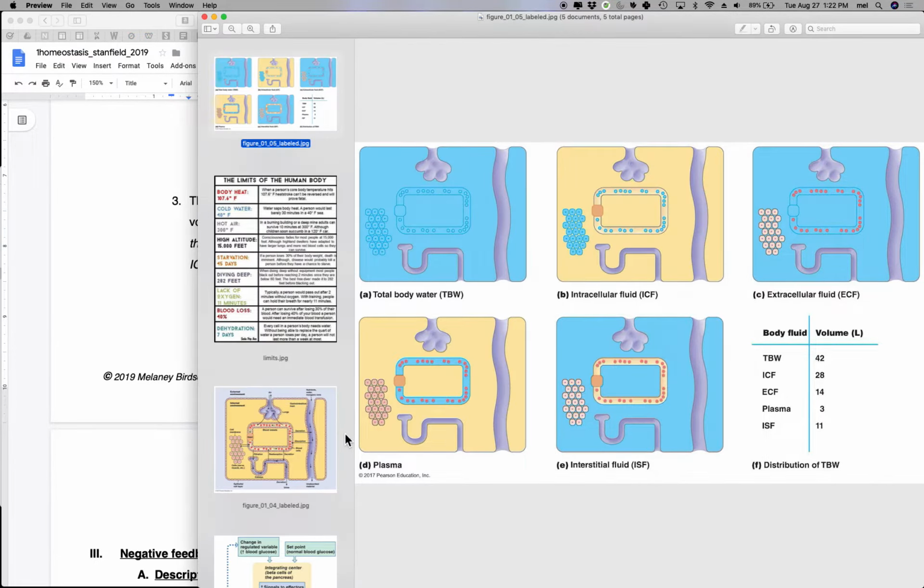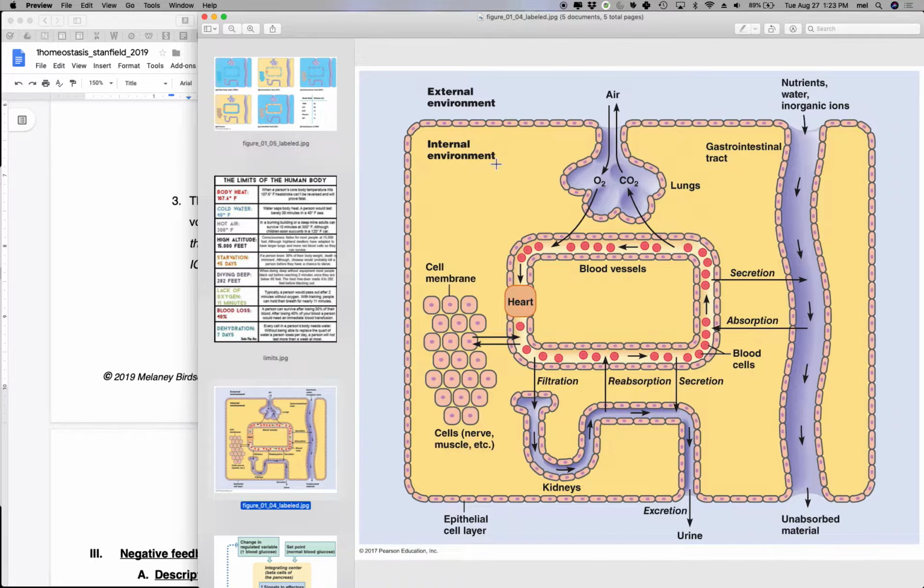A 150-pound person has around 100 trillion individual pools of ICF, because that's how many cells you have. If you're bigger than me and taller than me, you have more. If you're smaller, you have fewer. But 100 trillion individual pools. They're not all hooked together, right? So my brain cell and my big toe cell do not have a direct communication.